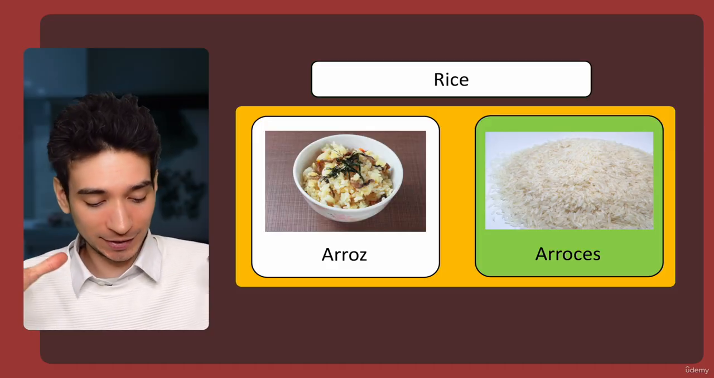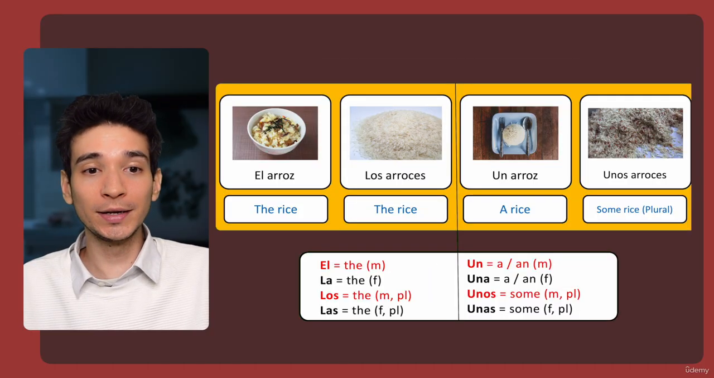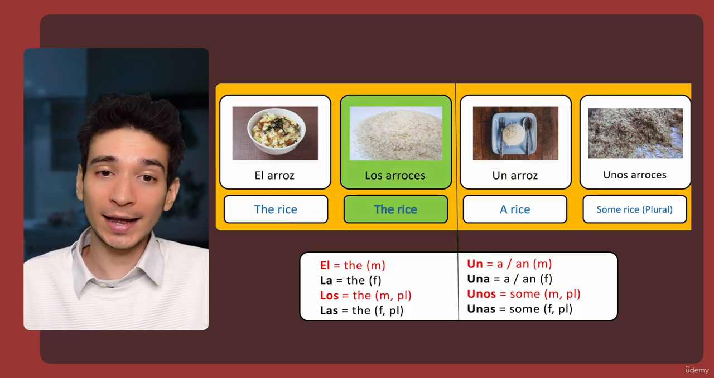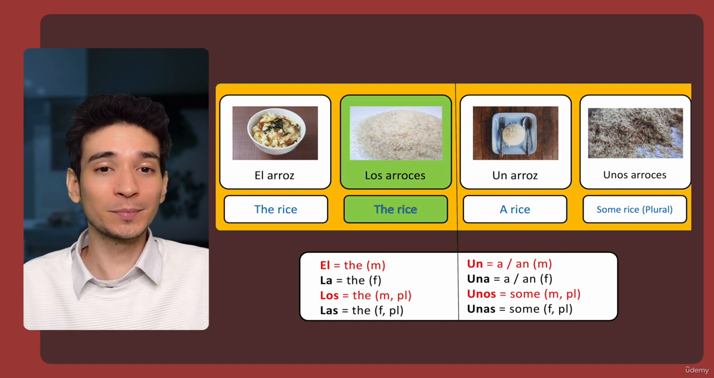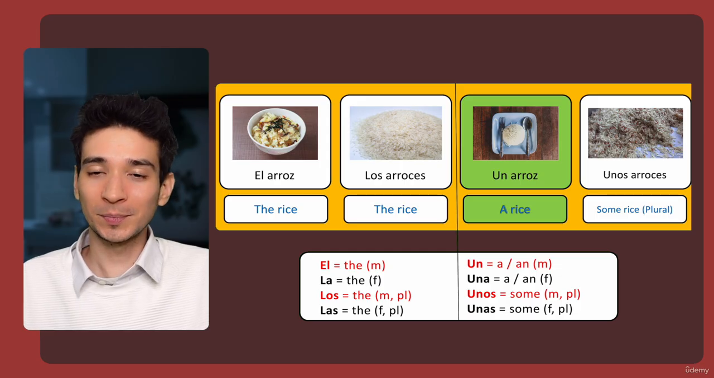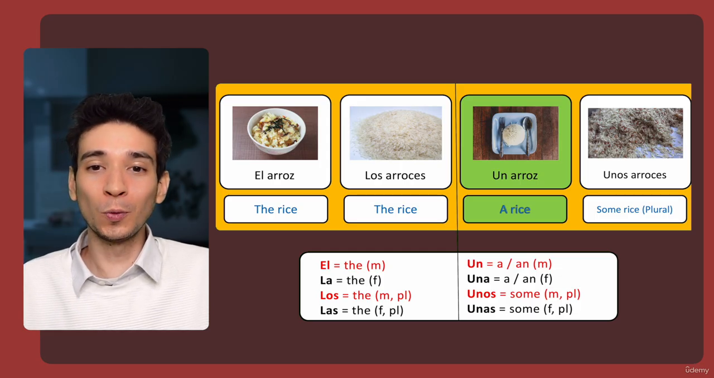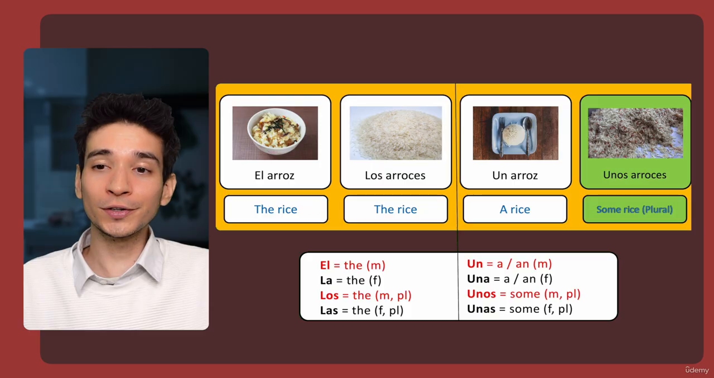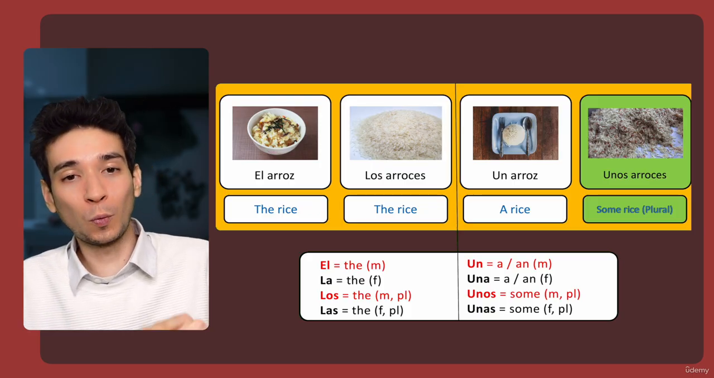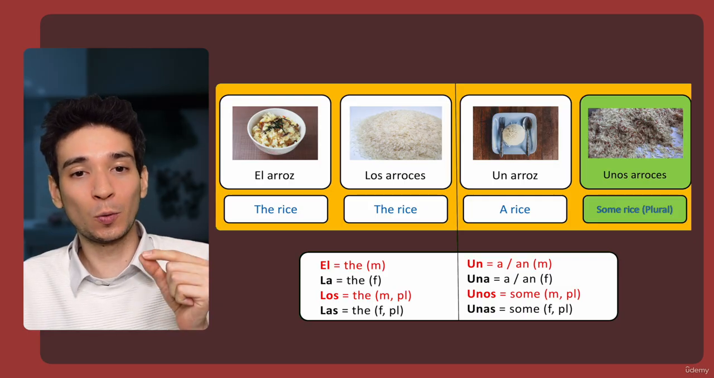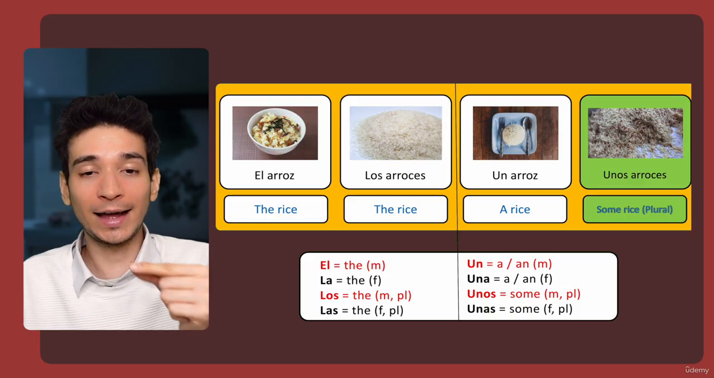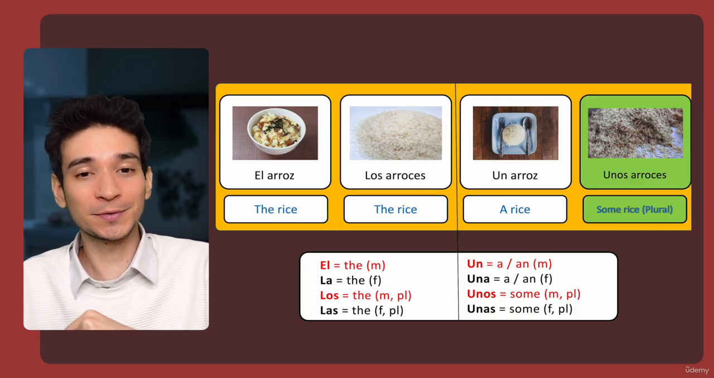So arroz means basically rice. An example would be el arroz, the rice, los arroces, the rice, but it's mostly referring to the grains of rice. Un arroz, basically a rice. Unos arroces, some rice. And if we only want to say one grain of rice, we would say un grano, which means grain, grano de arroz, one grain of rice.